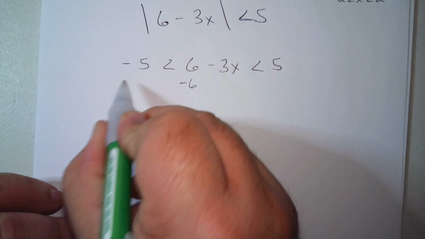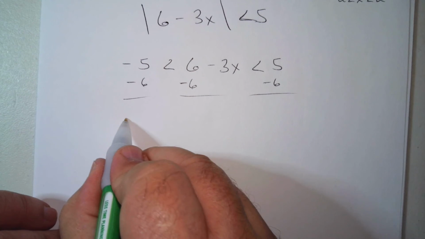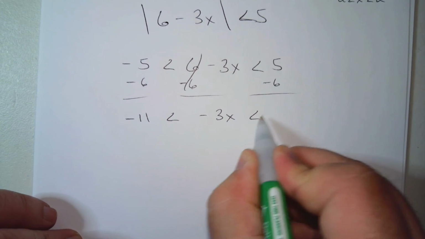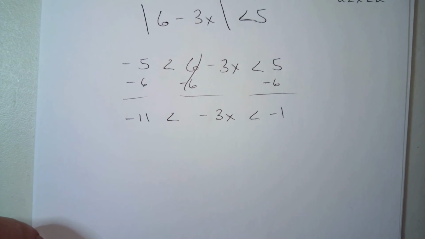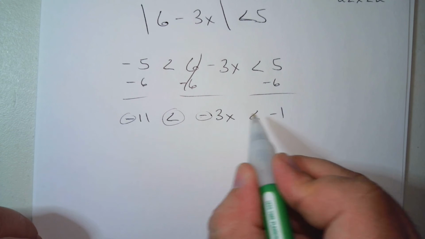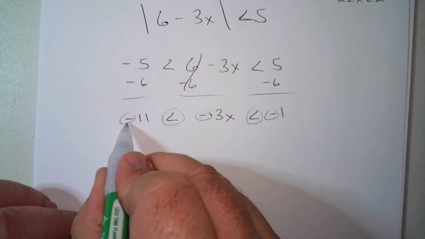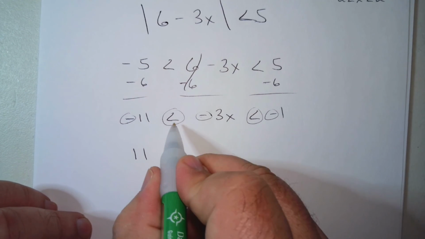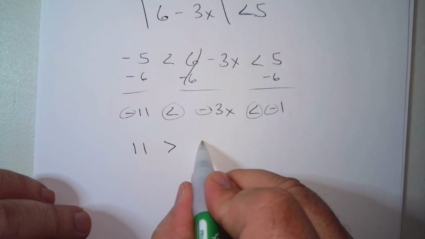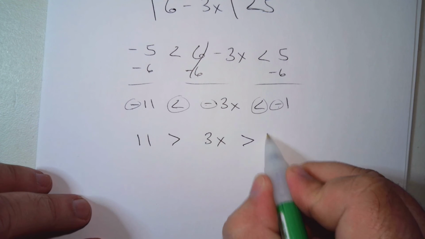I'm putting this example up because I want negative in front of the x. So first off, we get rid of the 6. It's negative 11. 6 is cancelled. And negative 1. Since there's a negative in front of the x, everything, all the signs change, all the inequalities change. So negative 11 becomes a positive 11. Less than becomes greater than. Negative 3x becomes positive 3x. Less than becomes greater than. Negative becomes positive.